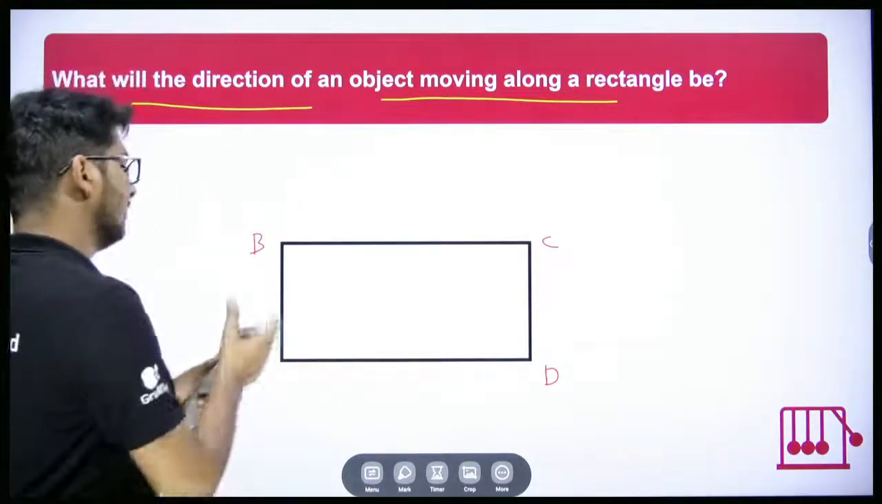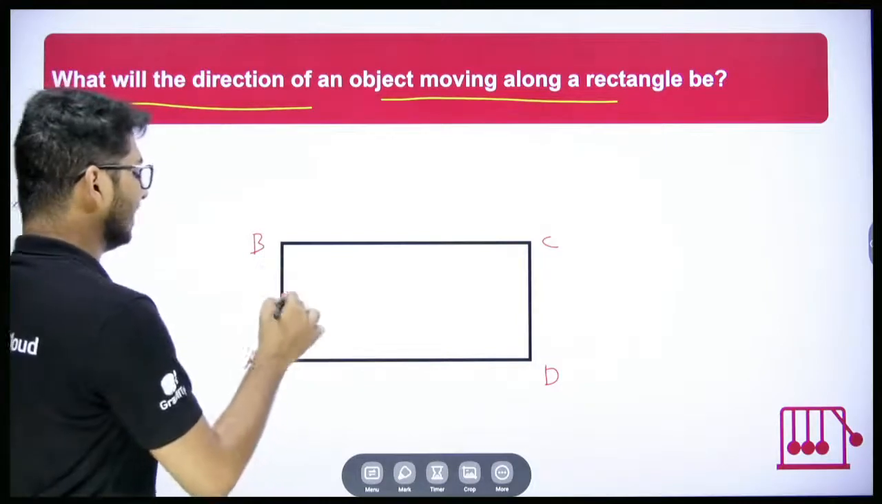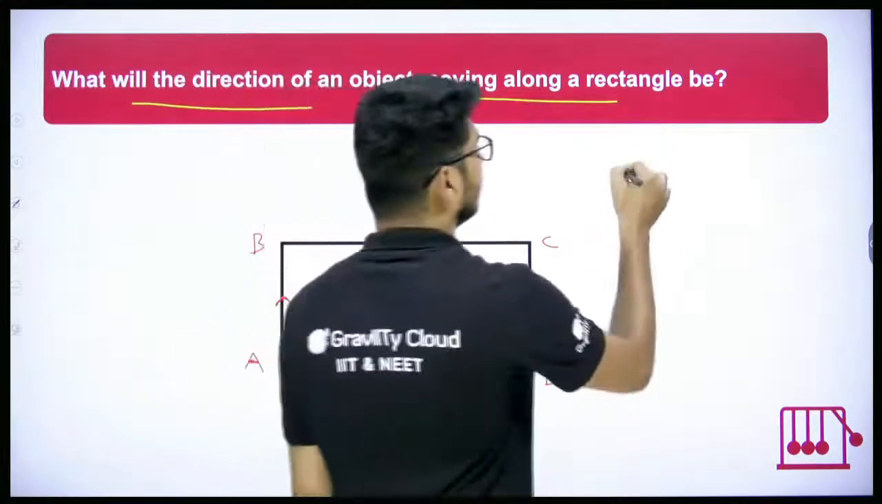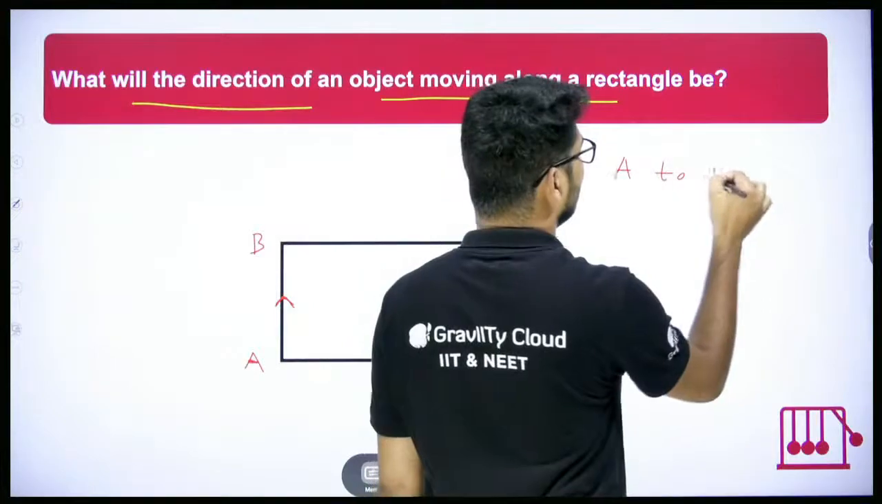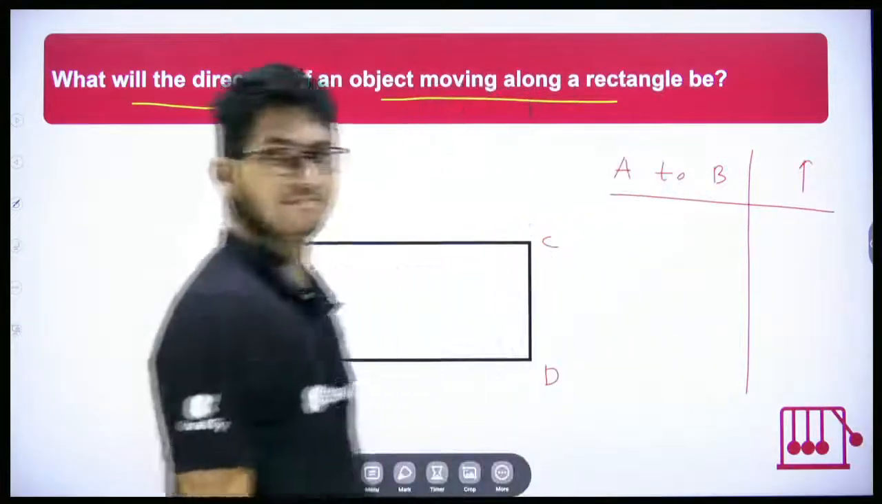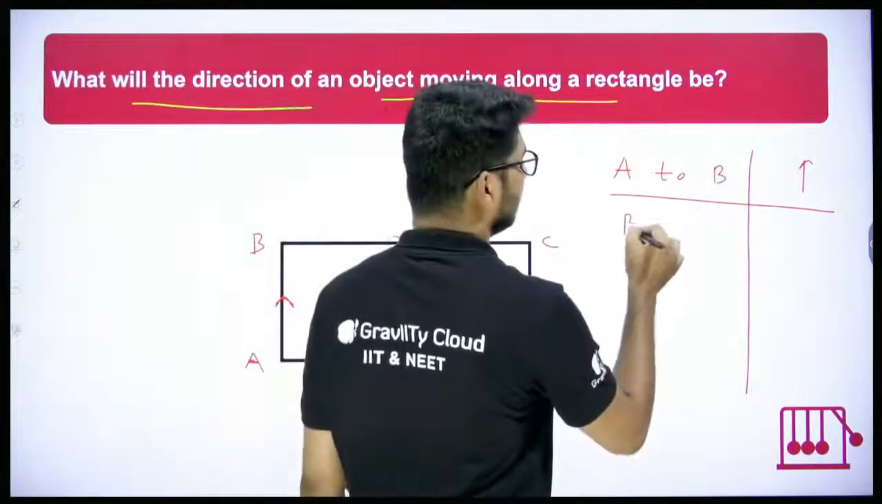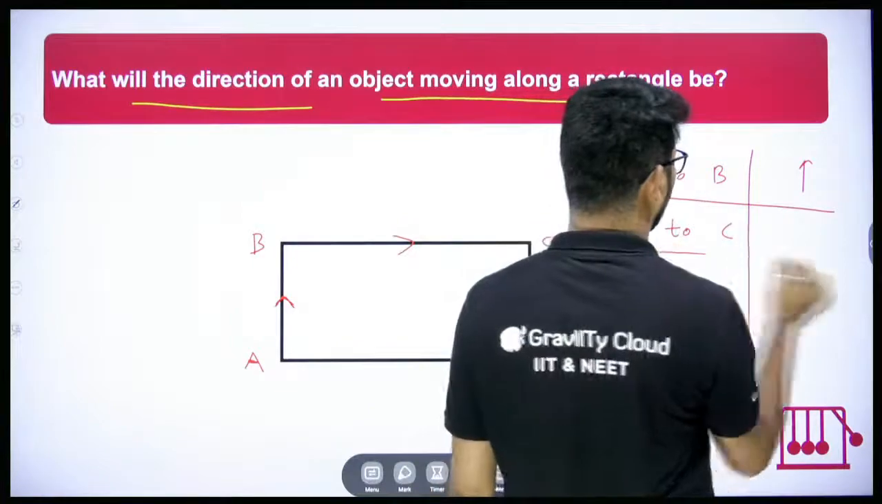Then what will the direction be? It's very simple. It depends on the side it is going. So when it is going from A to B, its direction is upwards. When it is going from A to B, what is the direction? Direction is upwards. Yes or no? If it is going from B to C, how will the direction of velocity be?